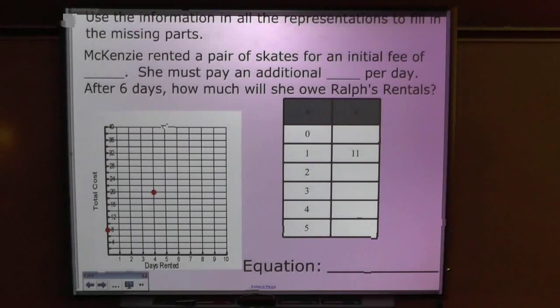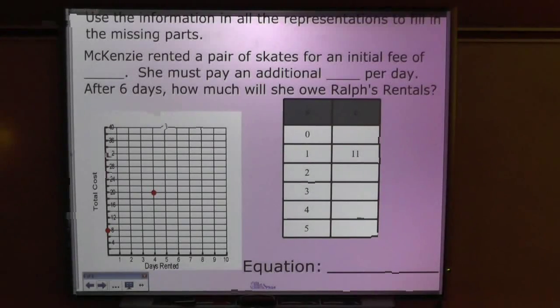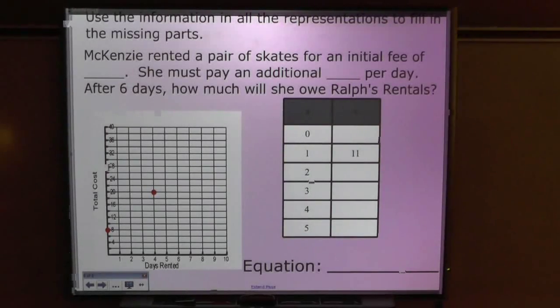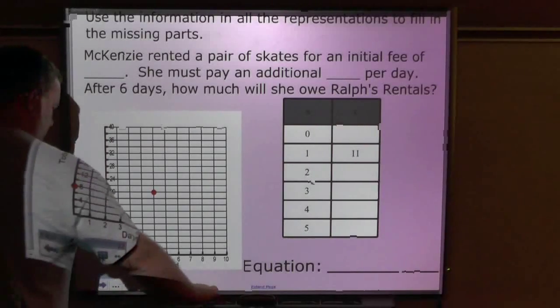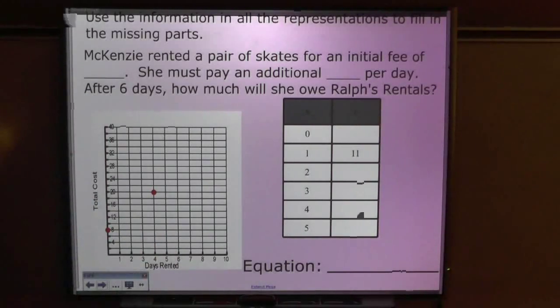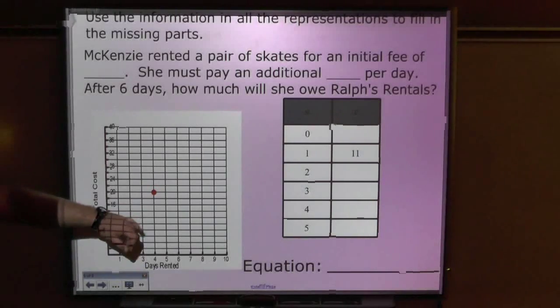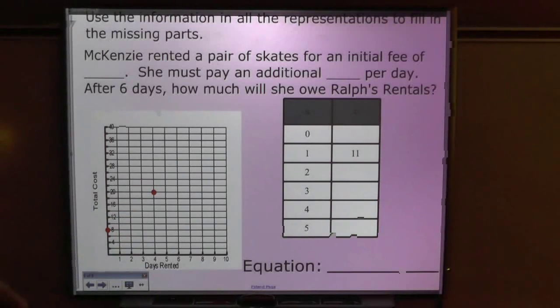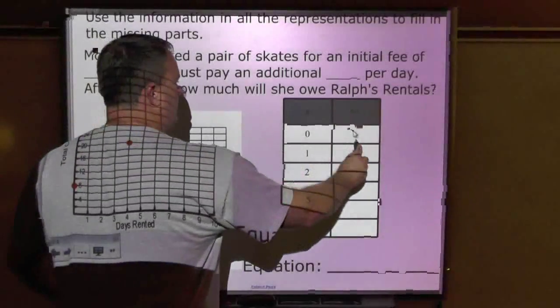Let's take a look at another example. You're going to use the information and all the representations to fill in the missing parts. So Mackenzie rented a pair of skates for an initial fee of blank. We don't know yet. She must pay an additional blank per day. After 6 days, how much will she owe Rouse Rentals? So we have some points here. The points are what are going to help you out the most. We have a point here at 0 and 8.